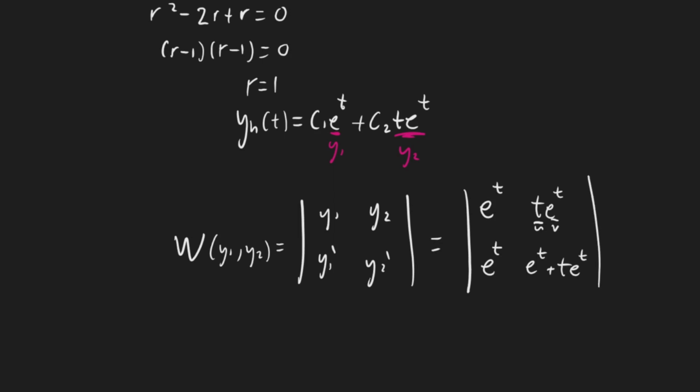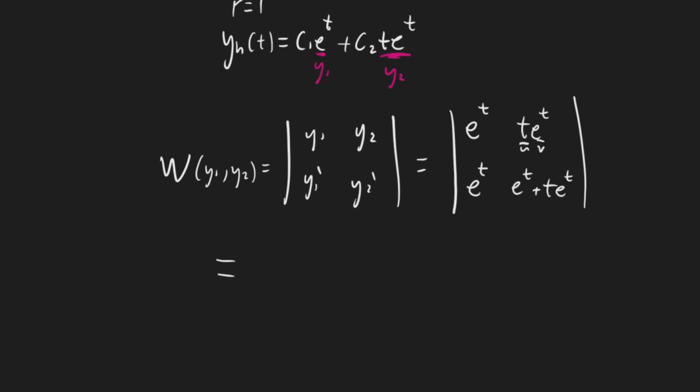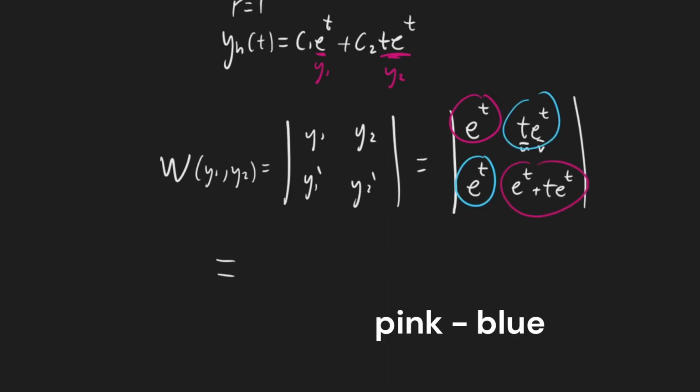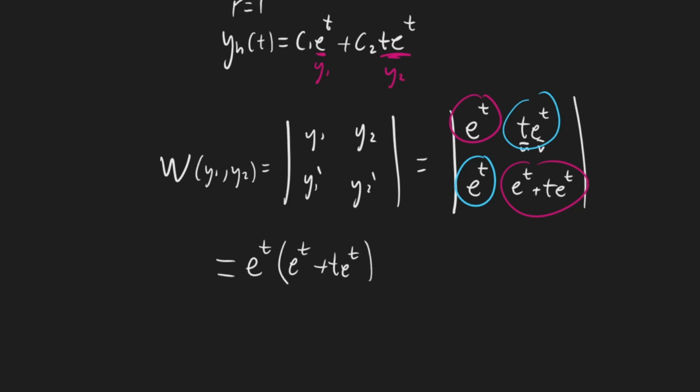Okay, now we can go ahead and evaluate this determinant. If you don't know how to solve a determinant, you multiply these two, and then you subtract from that the product of these two. So let's do that. This is the same thing as e to the t times e to the t plus t e to the t, and then we're going to subtract the blue circled terms, e to the t, multiplied by t e to the t like this. So this will give us our Wronskian. Let's see, actually I see terms that cancel immediately.